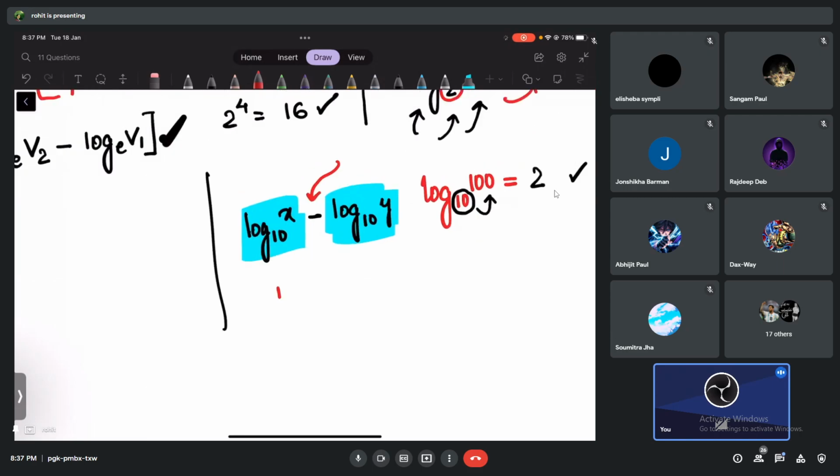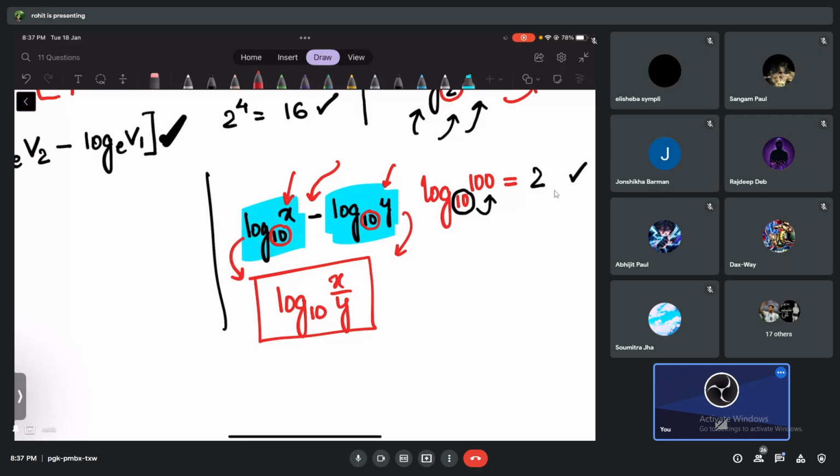You will write log, because both of them have 10 as the base. Same base, you write 10, and this x and y you are going to divide. So x by y. Can you understand, guys, what I did just now? This is how your log functions are solved, or let's say simplified. Did you understand, guys? If I have a minus, what do I need to do?